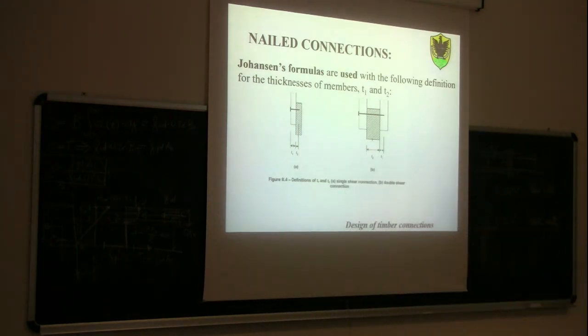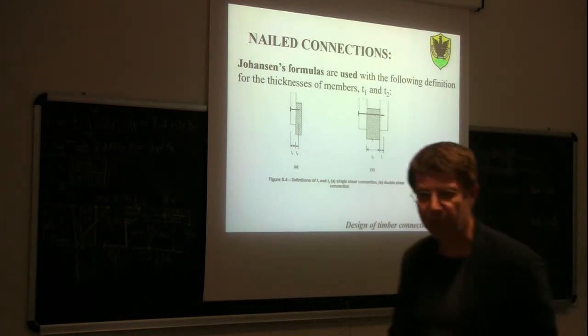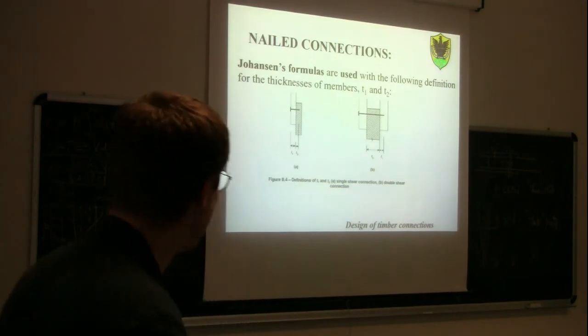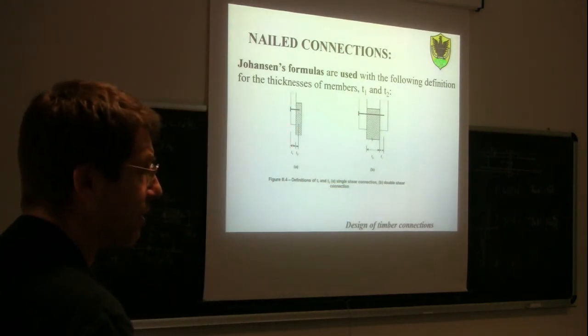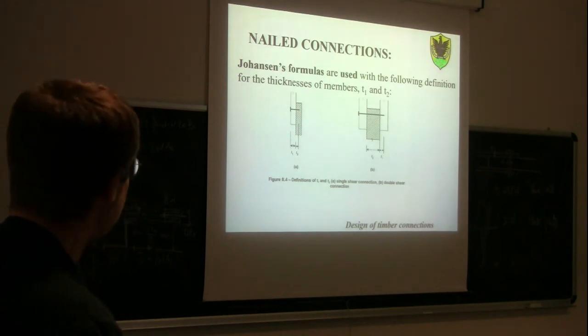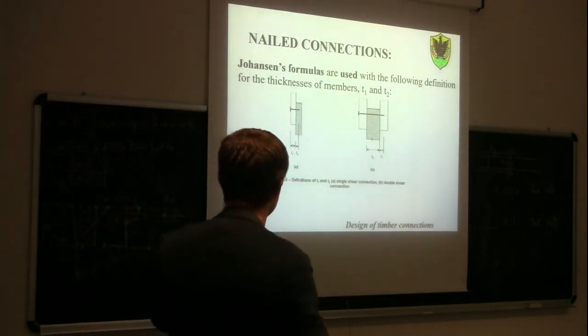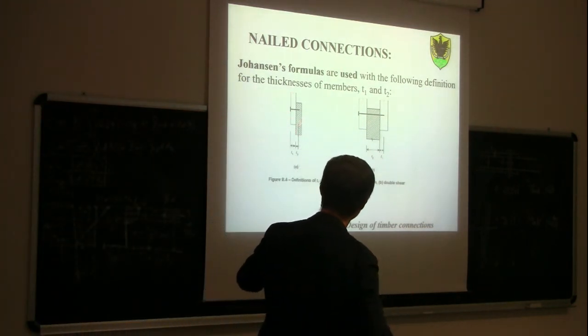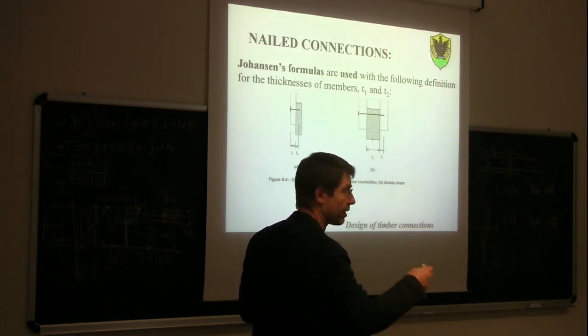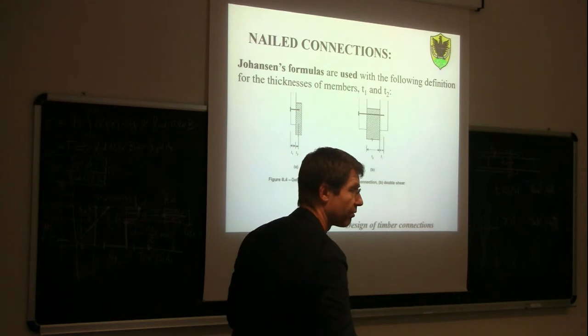Okay, now for the nails we need to define the thickness of the timber members that can then be used in the Johansen equation. If you remember the Johansen equation, for two timber members we have the thickness of one timber member, T1, and the thickness of the other one, T2. As you can see here, T1 and T2 are not the thickness of the total timber member. T1 is the thickness of the total timber member on the left, but T2 is not the total thickness of the timber member, it's only the thickness of the point of the nail within the member. So this value here shall be put into the Johansen equation to find out the value.